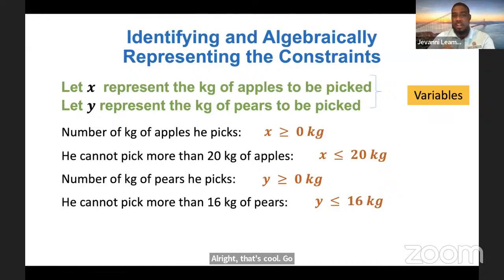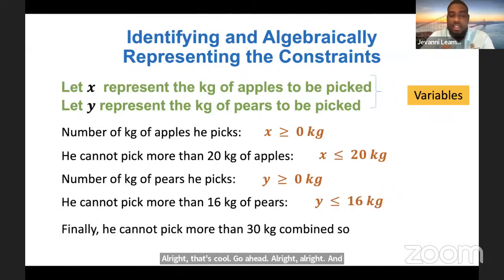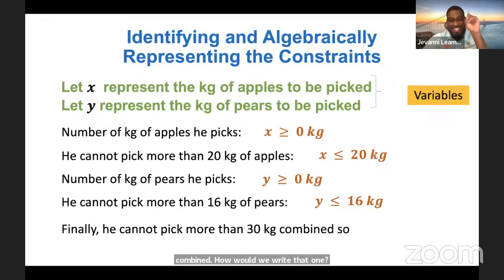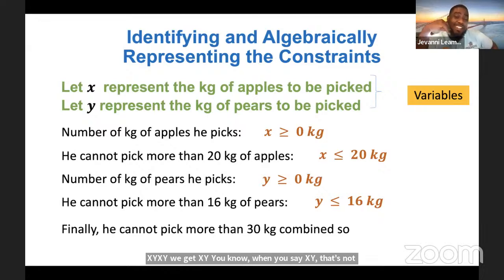All right. And the last constraint, he cannot fit more than 30 kilograms combined. How would we write that one? Raise your hand and then we'll address you. Go ahead, Shanoya. Sir, XY is less than or equal to 30. When you say XY, that sounds like it's multiplied. I never knew I could multiply apples.